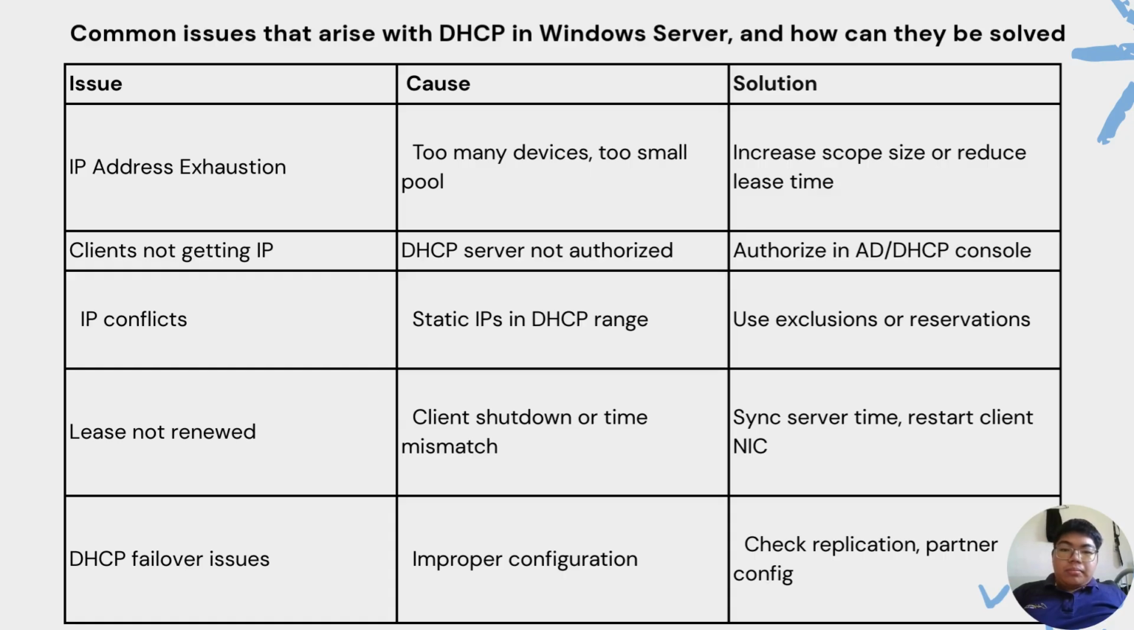Lease not renewing is caused by client shutdown or time mismatch. We can sync the server time or restart the client NIC. DHCP failover issues are most probably caused by improper configuration, and the solution is to check the replication partners config.